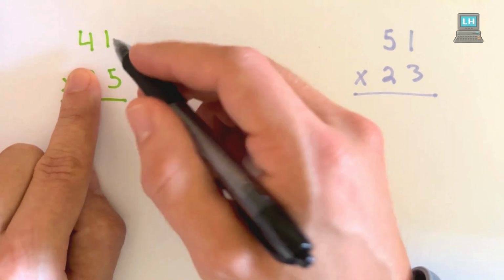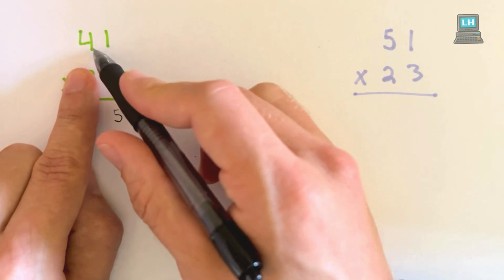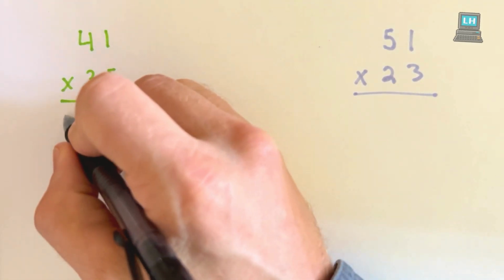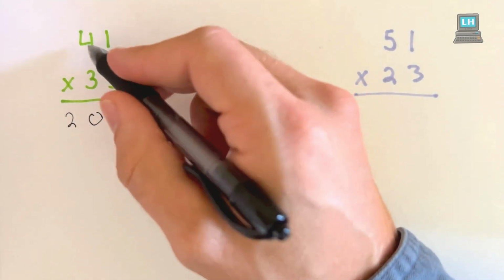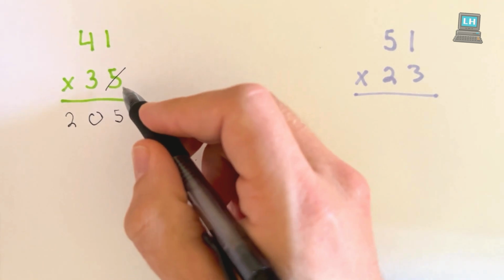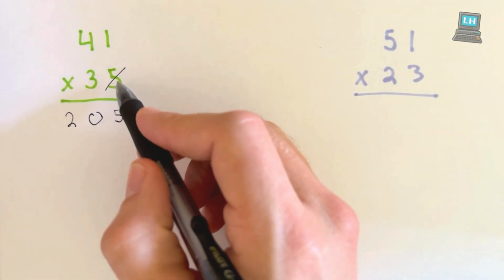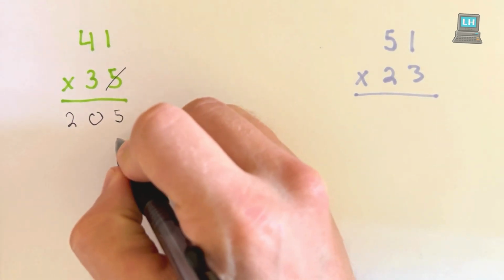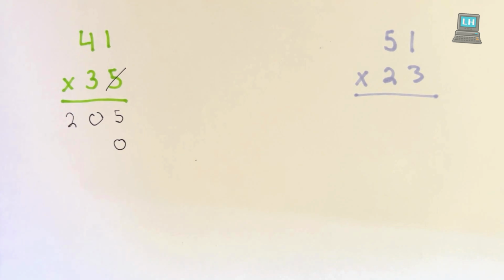5 times 1 would be 5. And then 5 times 4, that would be 20. So we did 5 times 1, 5 times 4. Now what we're going to do is cross this number out because we're done with it. Then, because we're switching place values, we're going to put a 0 right there. You have to put a 0 there.